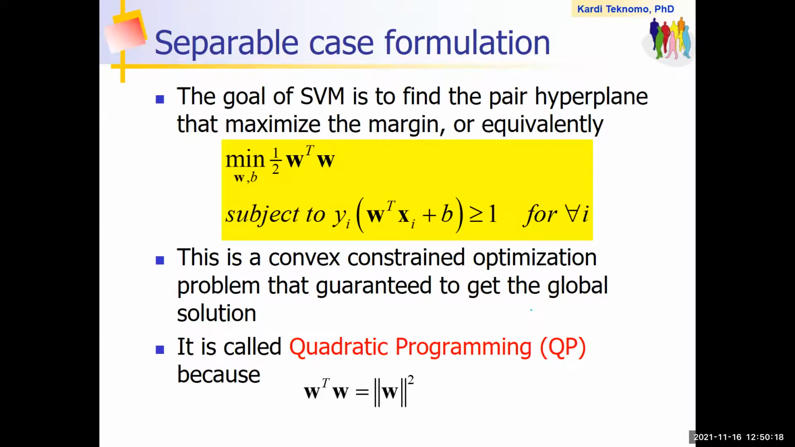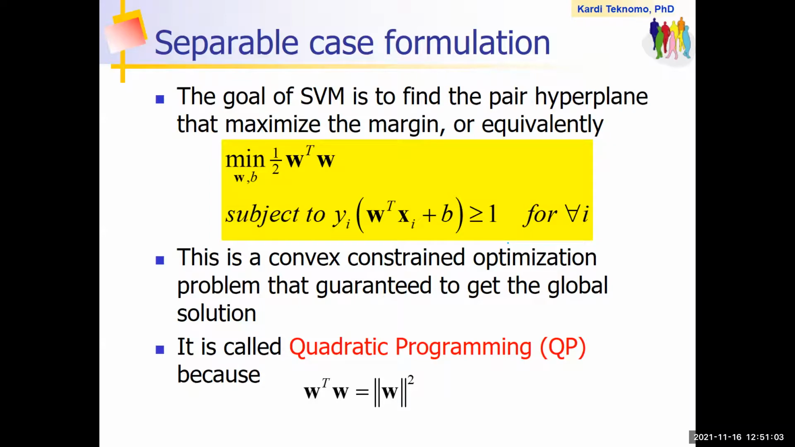So if you have separable data, what do you want to get? You want to get W and B. How do you get that? You multiply W transpose times W, right? W transpose times W is exactly the length squared. So using this formula, you can solve this using Excel Solver, isn't it? If you know optimization, you can solve this using Excel Solver.